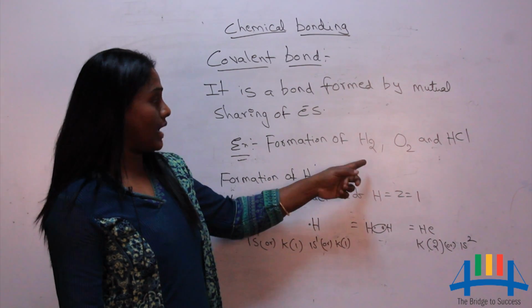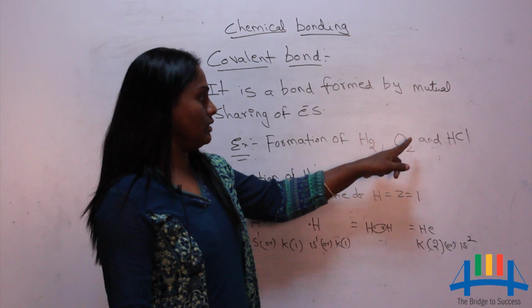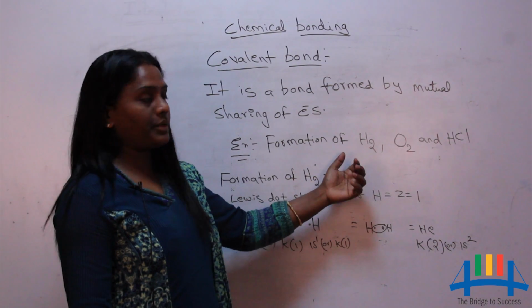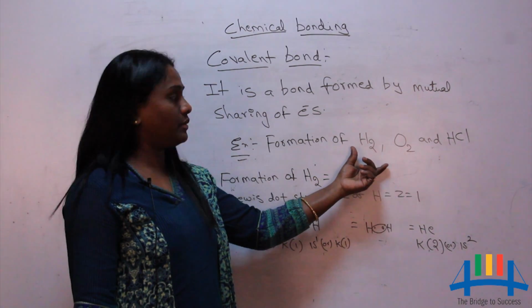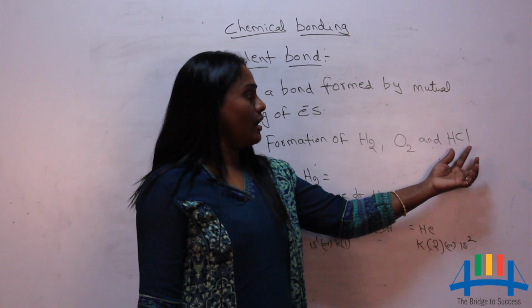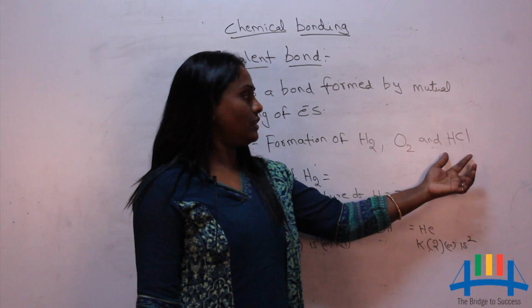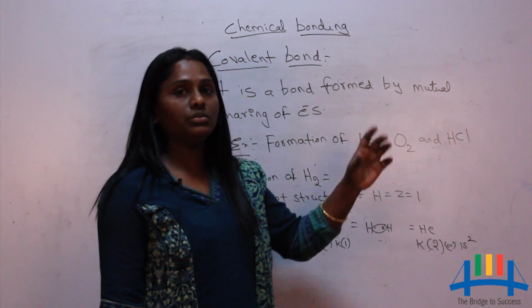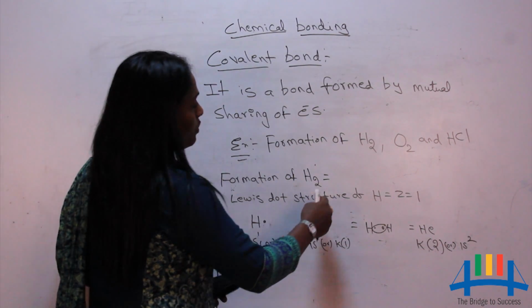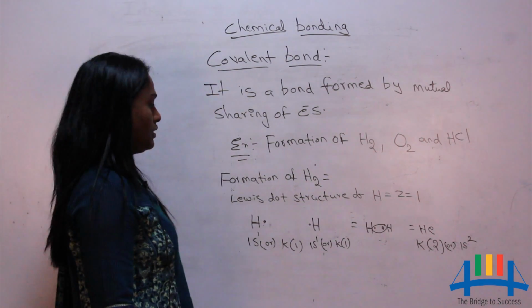The formation of hydrogen, oxygen and HCl. Here H2 means it is formed between two similar atoms. In HCl also it is the same thing, but here it is a covalent compound which is formed between two different elements. Okay, now let's take the example of the formation of hydrogen.